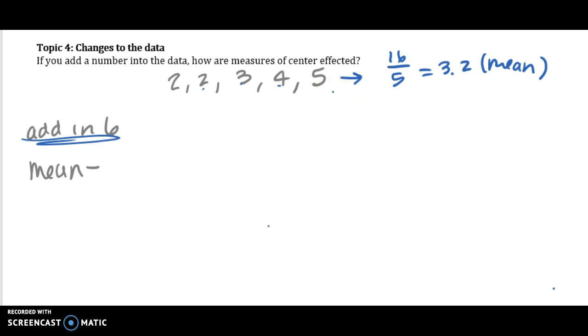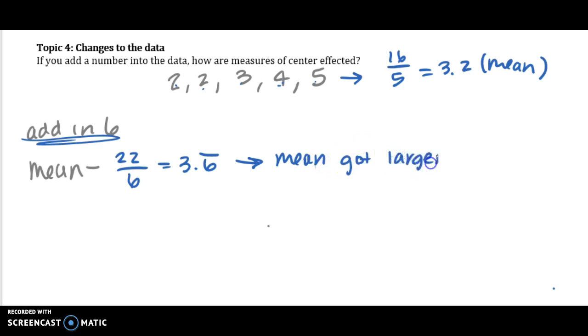So now let's do 2 plus 2 plus 3 plus 4 plus 5 plus 6 this time. That's 22. And now we're dividing it by 1, 2, 3, 4, 5, 6 numbers. 22 divided by 6 is 3.6 repeating. So in this case, the mean got larger or increased. If we were to add in a number on the small side of the data, it would probably make our mean smaller.